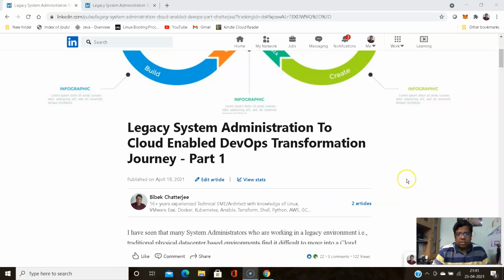This is the first one, and the headline of the article is Legacy System Administration to Cloud-Enabled DevOps Transformation Journey, Part 1. I mentioned this specific headline because legacy system administration means the current environment, the older kind of setup, the physical setup that we have been supporting till now. That's a data center based environment. We are supporting our clients' infrastructure from remote delivery centers located around the world.